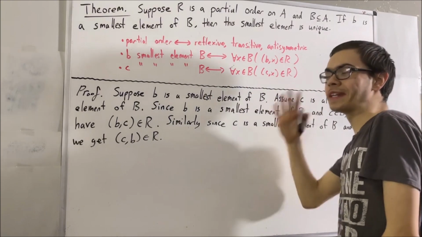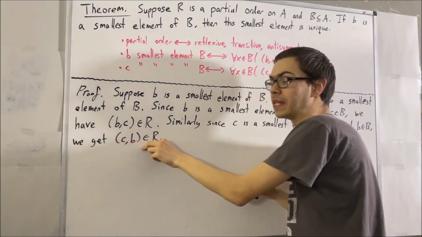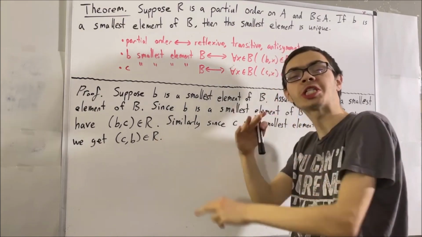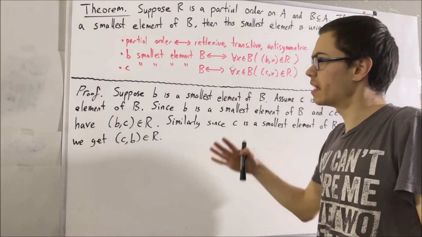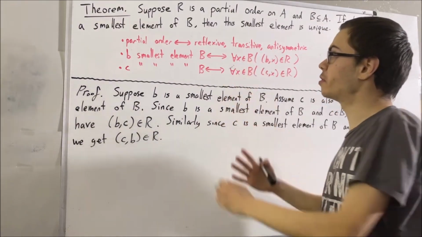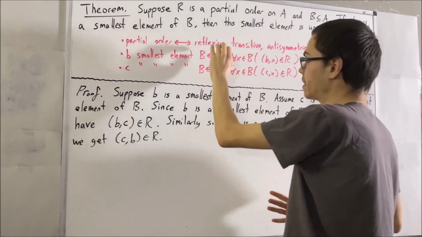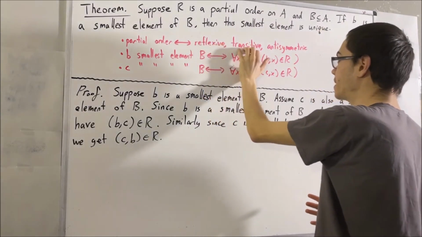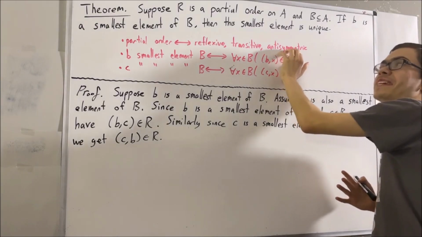So notice, we now have that (b, c) is an element of R, and (c, b) is an element of R. We're just about ready to deduce that b is equal to c. And to see why, now let's use the fact that R is a partial order. What does that mean? It means that our relation is reflexive, transitive, and antisymmetric. In particular, it means that our relation is antisymmetric.